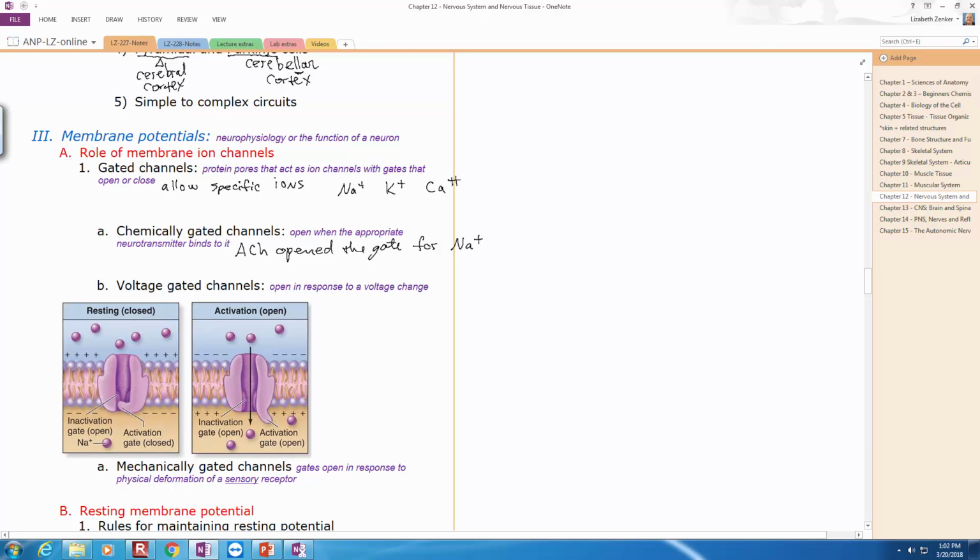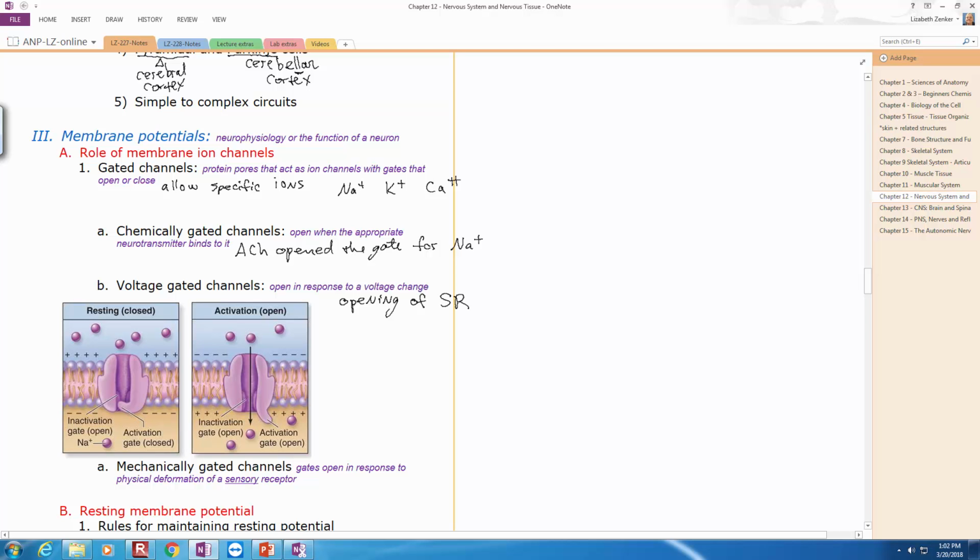Versus a voltage gated channel, which we also saw. So this opens in response to a voltage change. So where did we see voltage change that opened a gate with the muscle? We saw it with the sarcoplasmic reticulum, and then when the voltage changed, it caused the sarcoplasmic reticulum to open the calcium gates and allow calcium out of the sarcoplasmic reticulum into the sarcoplasm, into the muscle cytoplasm, right? So we saw this with opening of the SR, the sarcoplasmic reticulum.